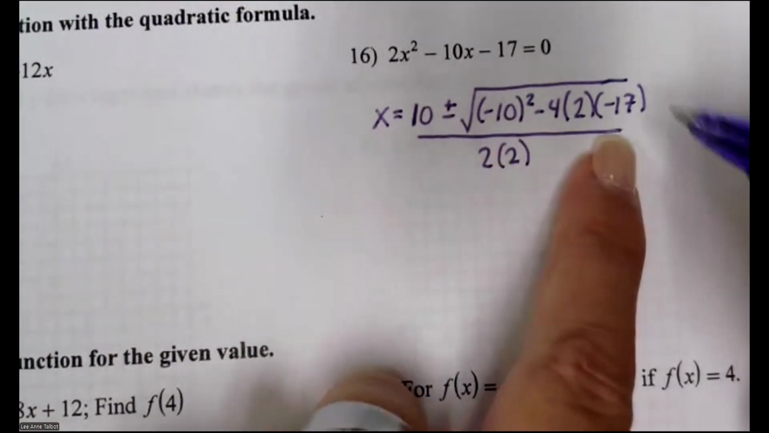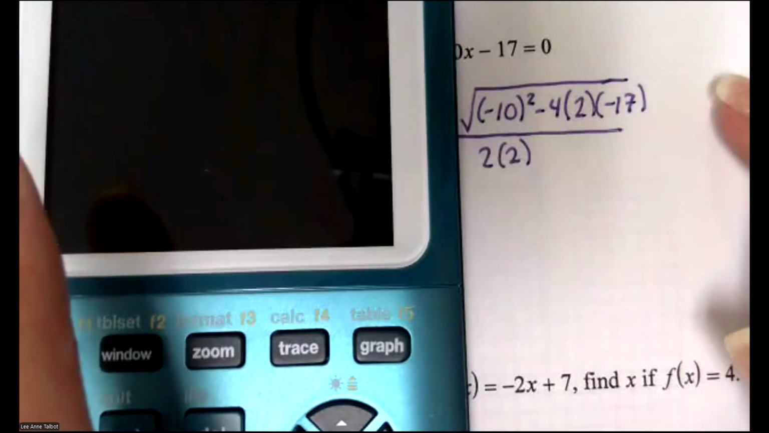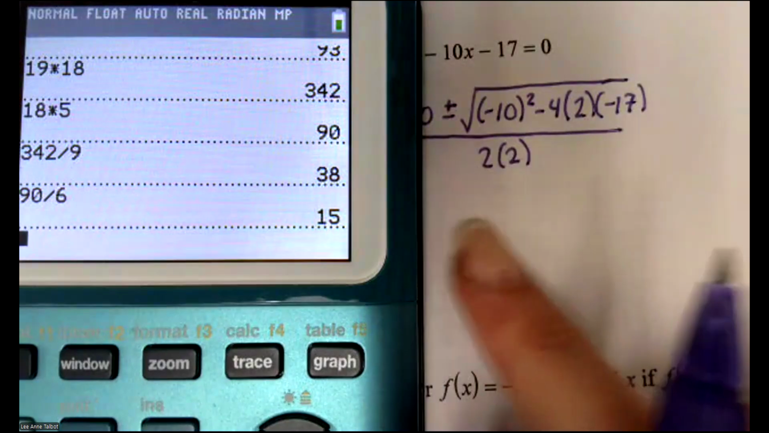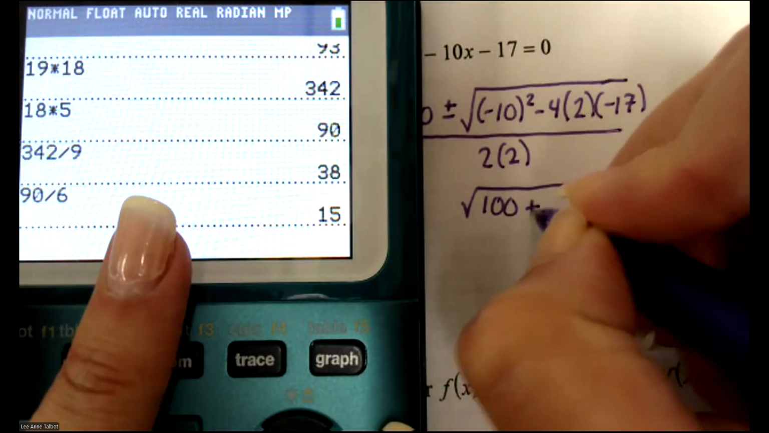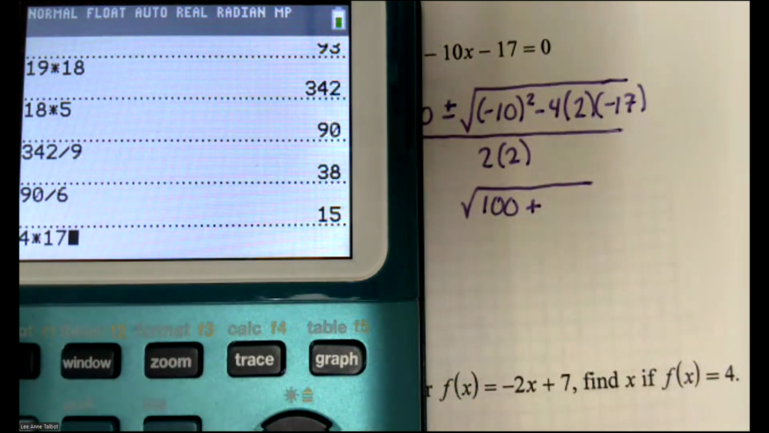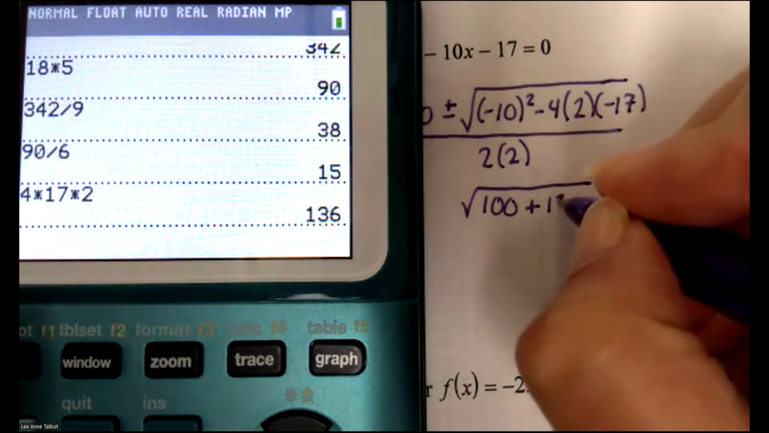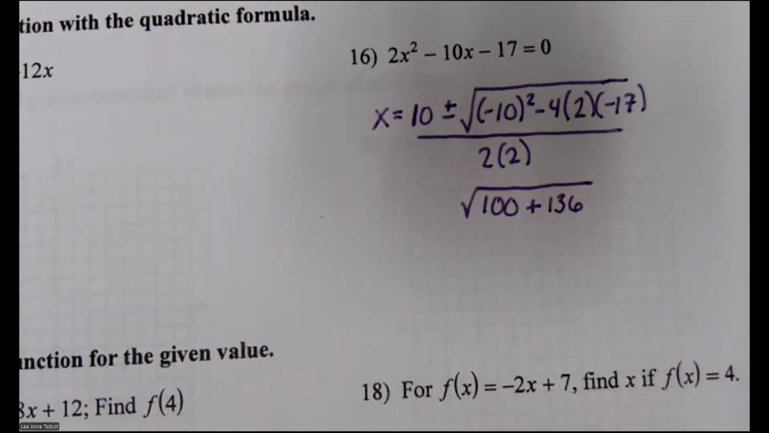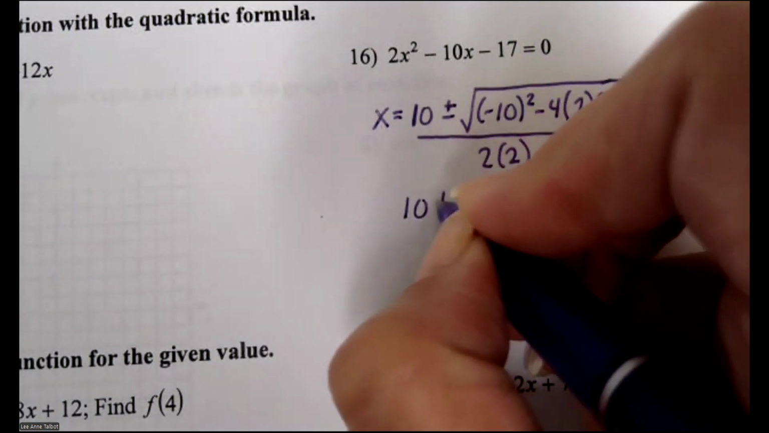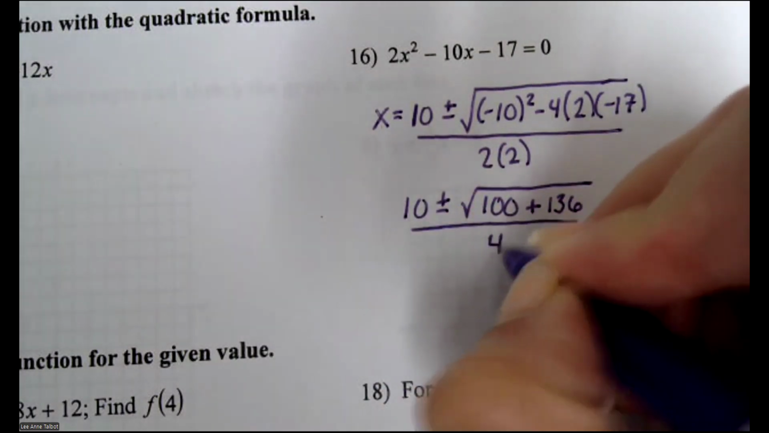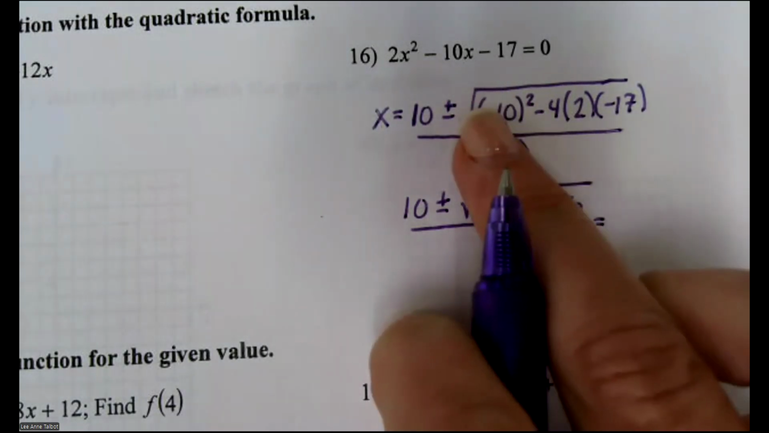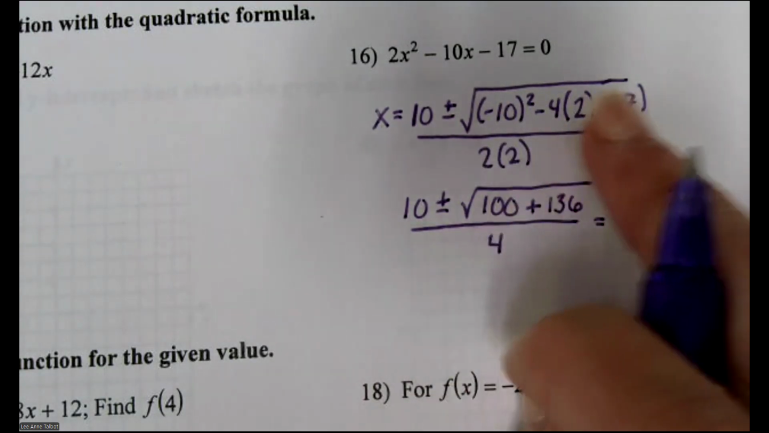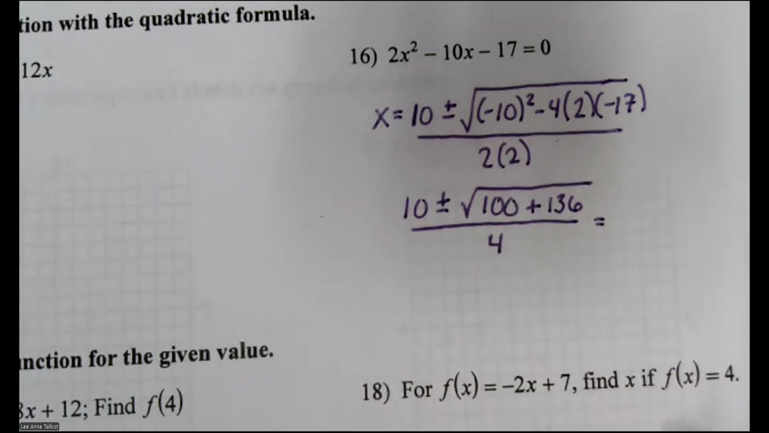Okay, then inside here, what I like to do, I like to ignore the square root and just do the math in here. So this is 100 plus 136. So your first mistake might have been here, because if you didn't square that, make it a positive, that would have been wrong. And if you didn't make those two negatives into a positive, that would have been wrong. Those are both really common mistakes.